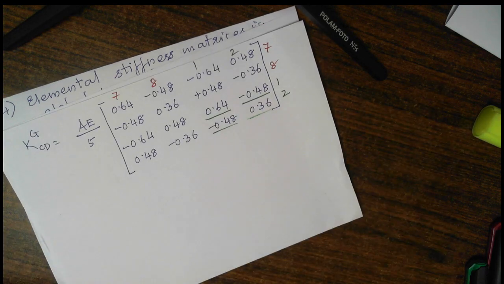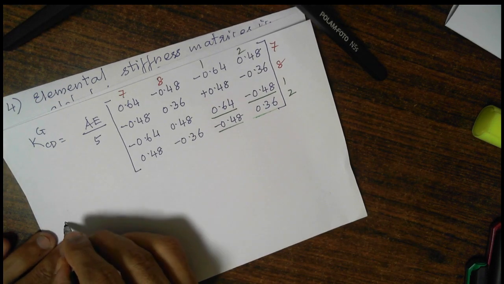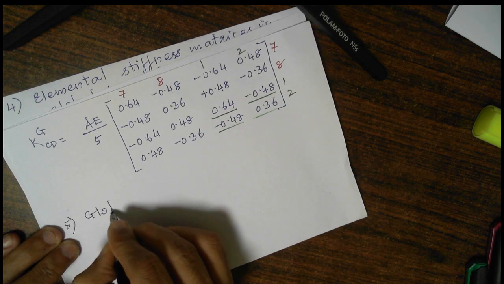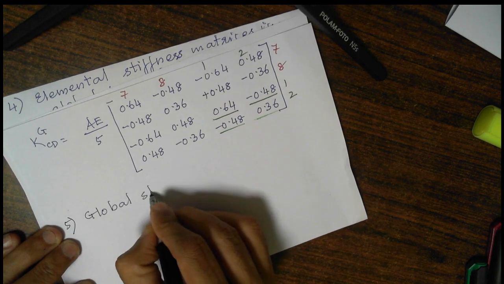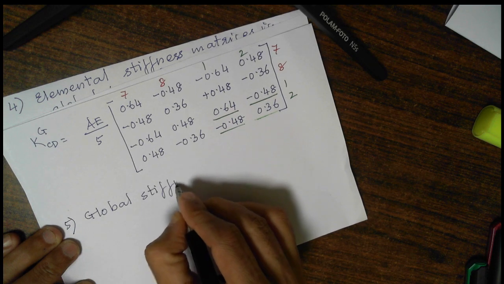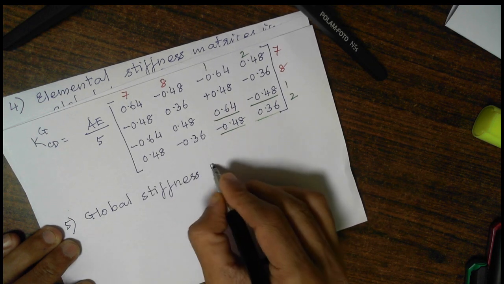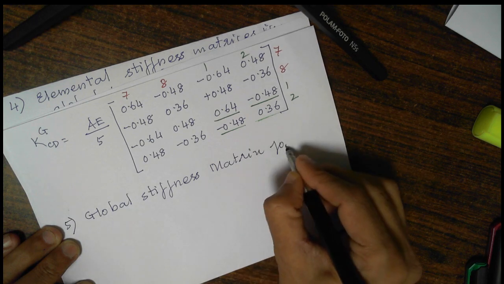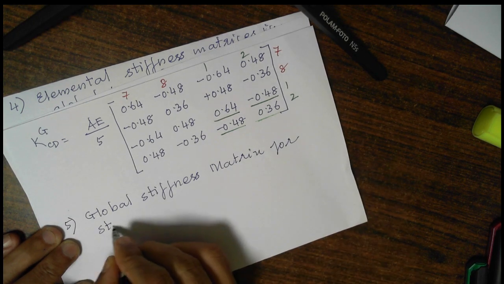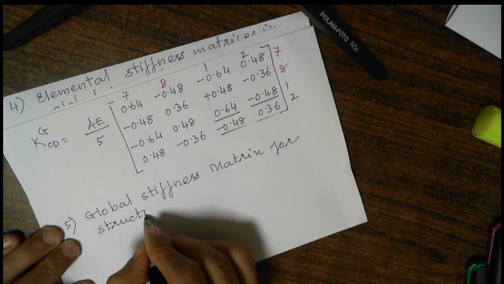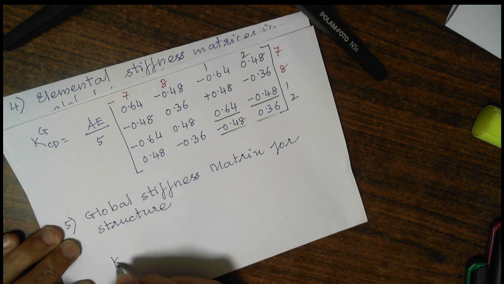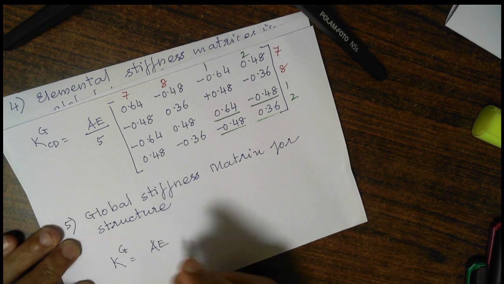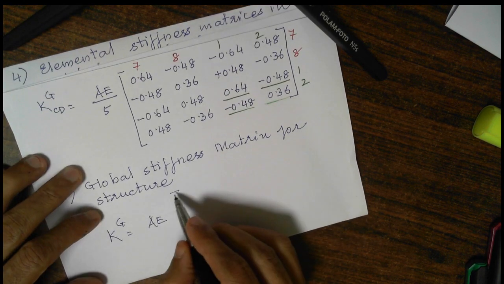Now the next step is assembly of the global stiffness matrix for the structure. K global is equal to, now I can take AE common because the lengths are different. I can take AE common.